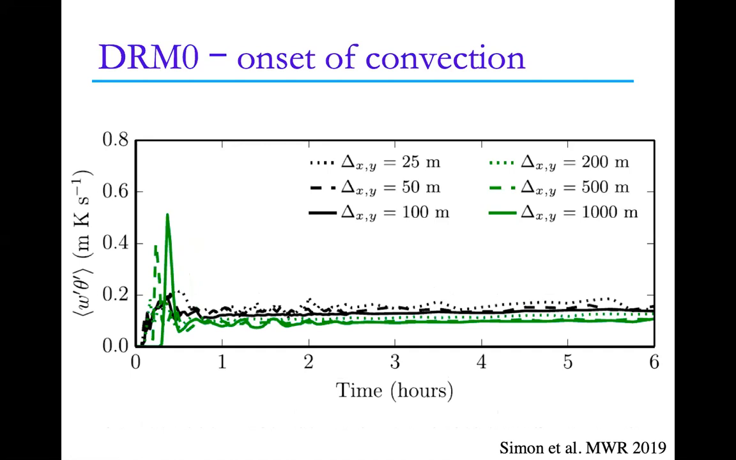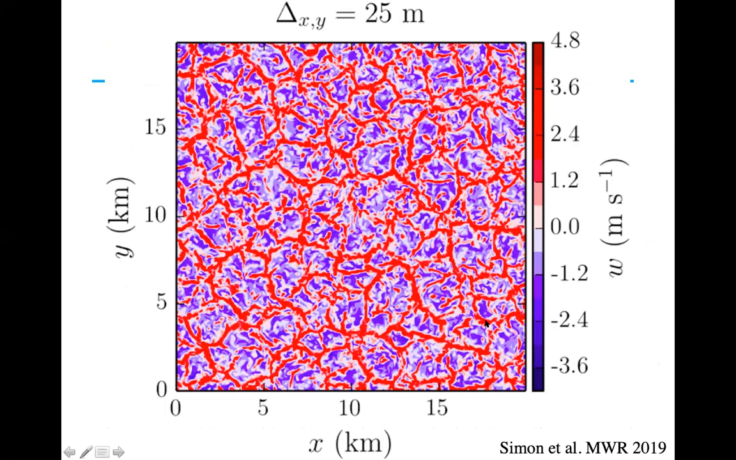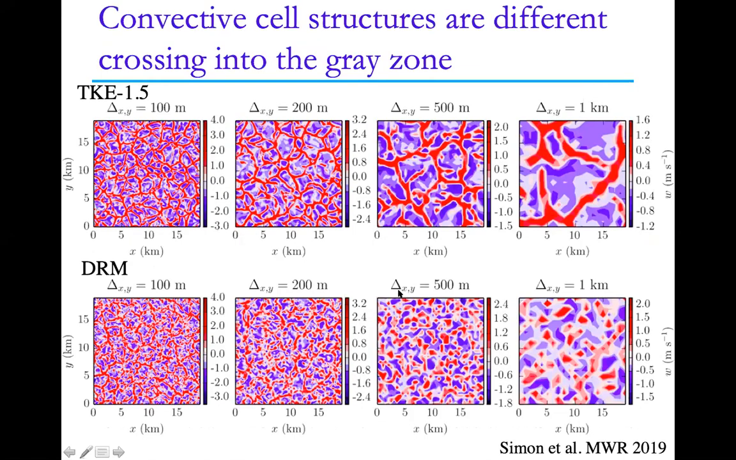So now let's look a little bit at what the structure of those cells is using the different closure models. Here's a snapshot similar to what I showed you before, just showing the W velocities at 25-meter resolution. So this is our true LES result. And now look at the convective cells as we cross into the gray zone using two different closure models. On the top row, we have the TKE closure, and on the bottom, we have the DRM. I didn't show the Smagorinsky closure here. The structures there are much, much bigger.